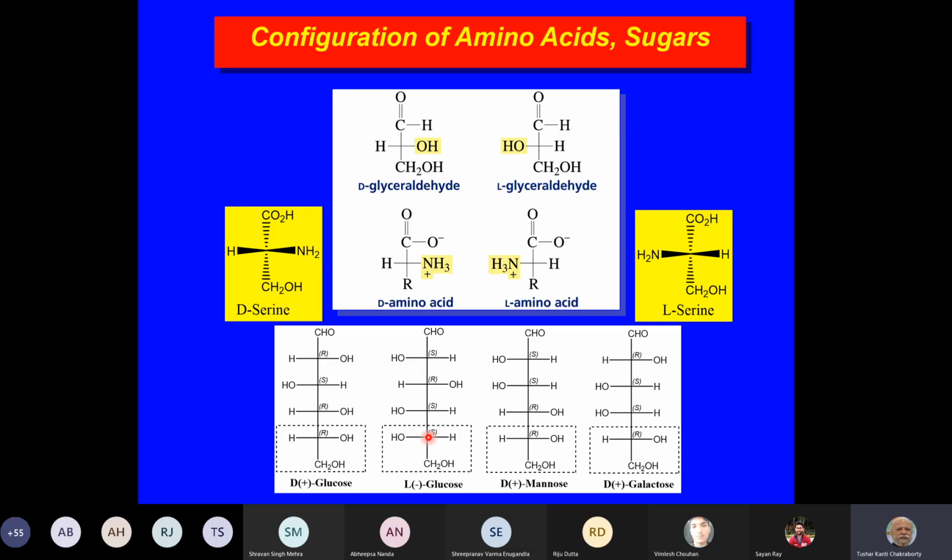To give the nomenclature like D or L, you have to look only at the C6 carbon and C5 carbon. And then you can see the hydroxyl on the left hand side. So it is L minus glucose, and D plus mannose and D plus galactose and so on. These are all hexose sugars.